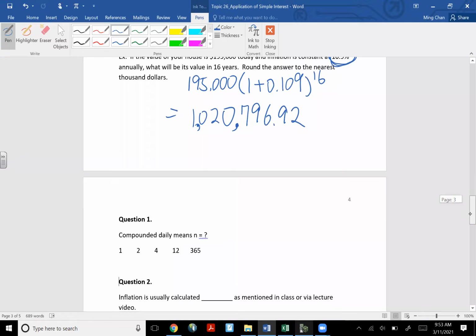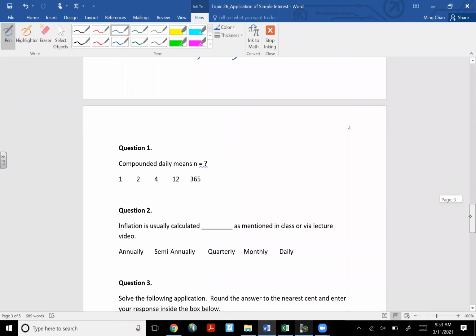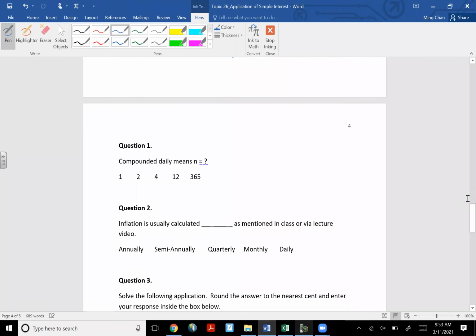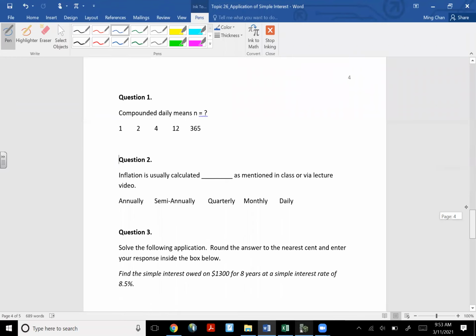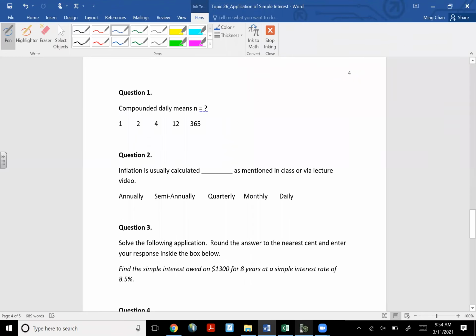All right, let's take a look at some homework questions. Compound daily means n is what? 365, right? Inflation is usually calculated annually, semi-annually, quarterly, monthly, or daily. It has to be annually. Inflation is always calculated once a year. All right, solve the following application problem. Find the simple interest owed. So this one is an interest owed, so that'll be I equals 1300 times 0.085, right, times 8 years. Then that will give you the simple interest.